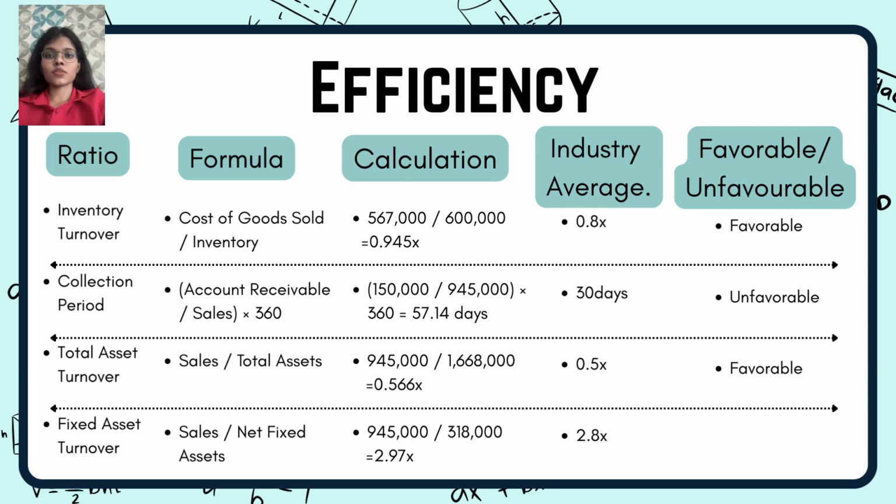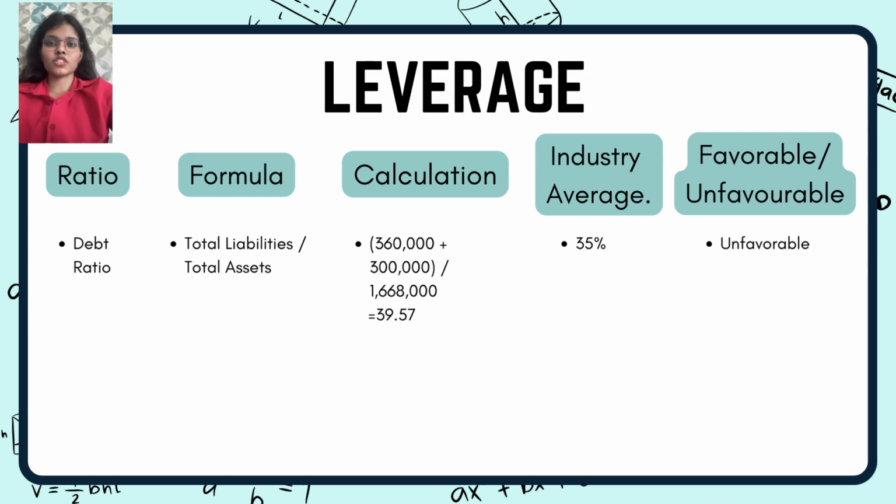For the fixed asset turnover, the formula is sales divided by net fixed asset. Therefore, fixed asset turnover is 945,000 divided by 380,000, resulting in 2.97 times. This is better than the industry average of 2.8. This is favorable, showing that KEC is using its fixed asset effectively. Moving on to leverage ratio, which measures financial risk and the extent to which KEC uses debt.